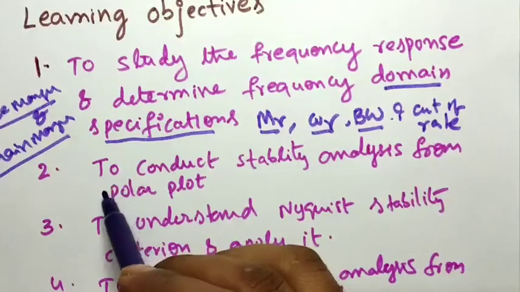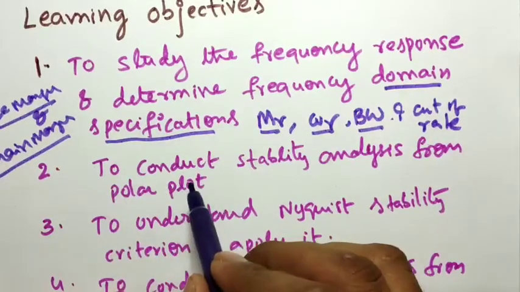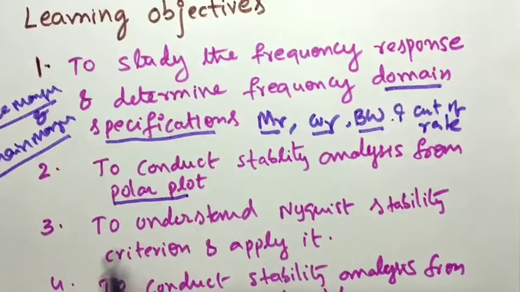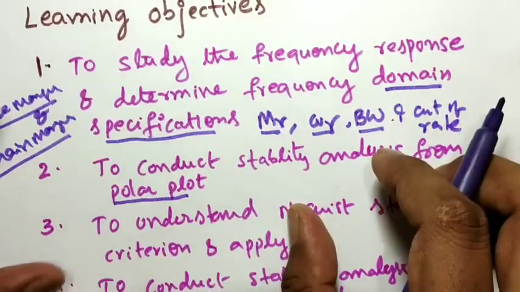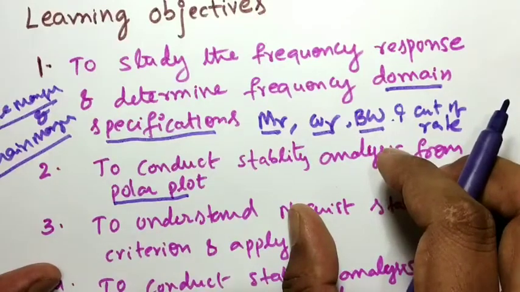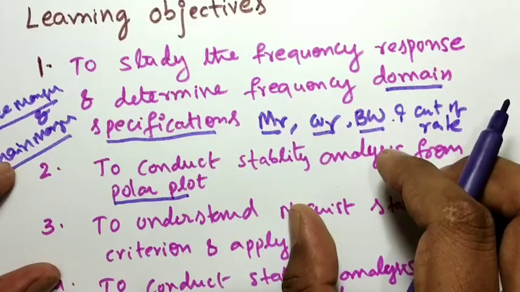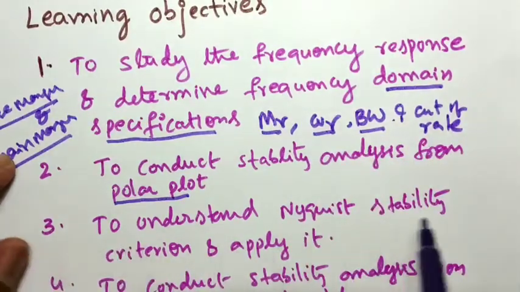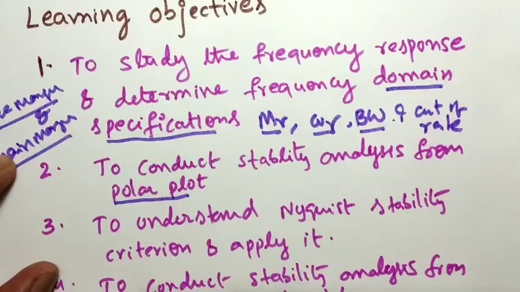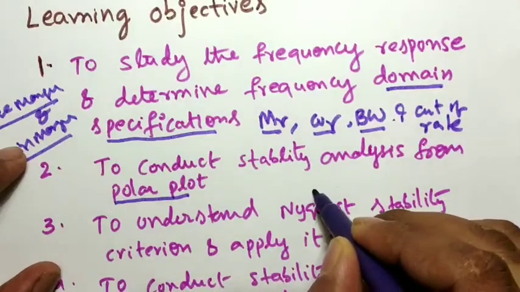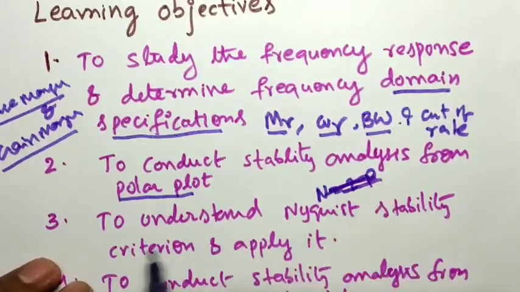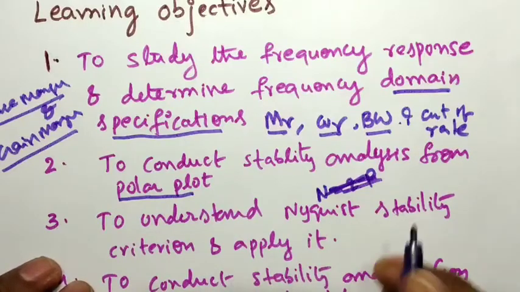The second objective is to conduct stability analysis from the polar plot. By using the polar plot, we are going to conduct the stability analysis. We are going to discuss what a polar plot is and all those things. The third point is to understand the Nyquist stability criterion and apply it.